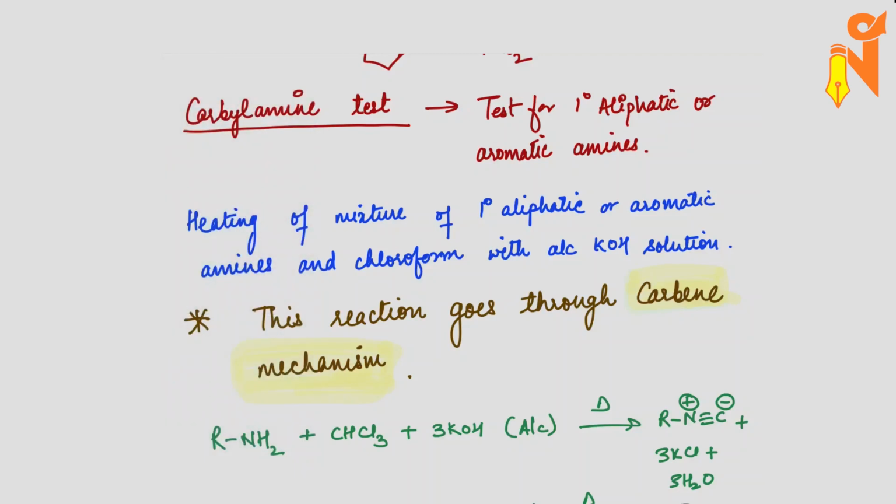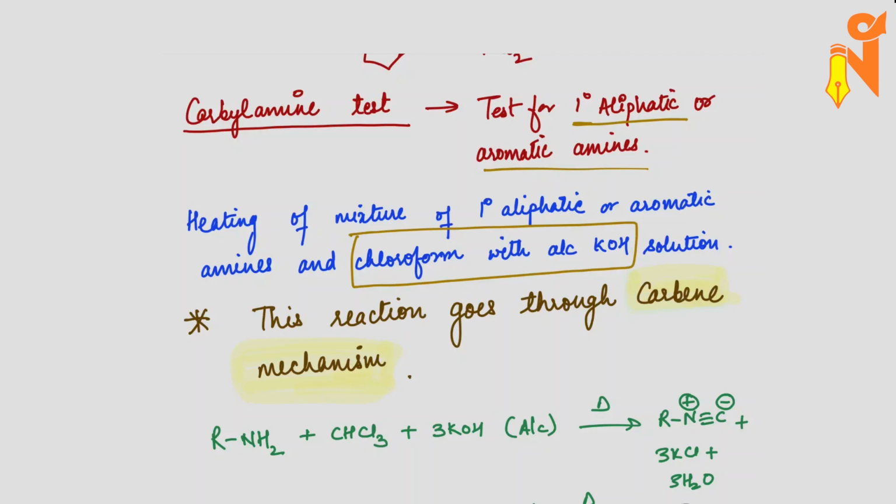Because isocyanides have a peculiar smell, this reaction is also used as a test for the presence of primary aliphatic or aromatic amine. So any primary aliphatic amine or primary aromatic amine will give this test. This reaction takes place in the presence of chloroform and alcoholic KOH. These are the same reagents which we used in the alcohol chapter for Reimer-Tiemann.